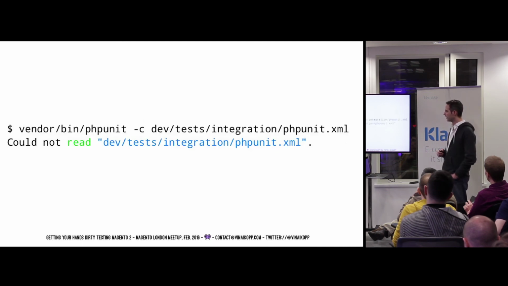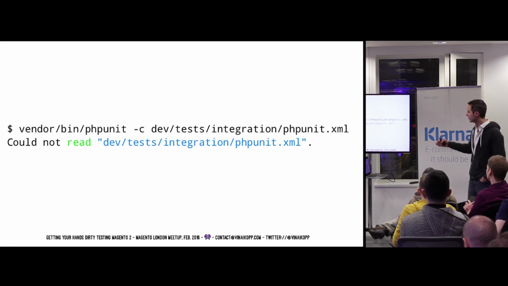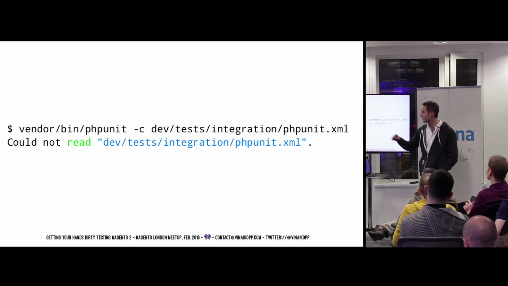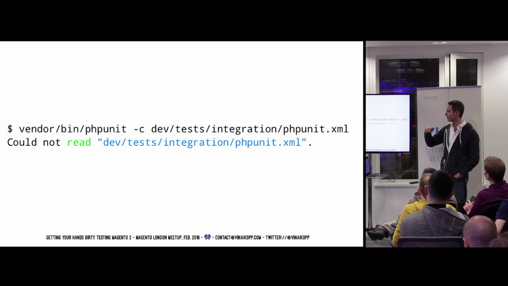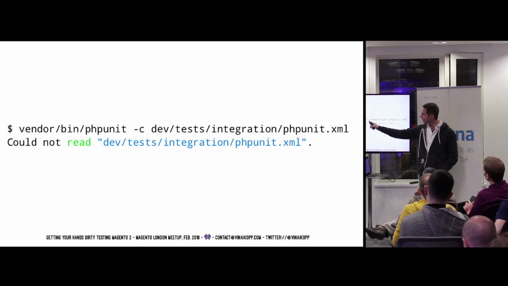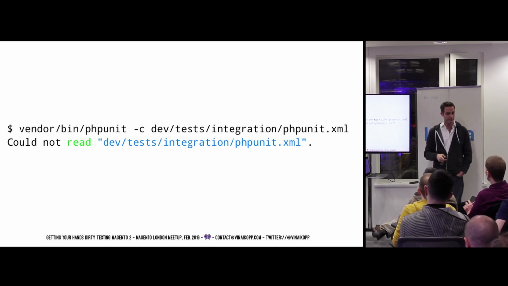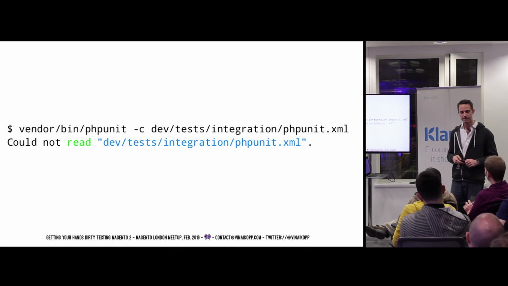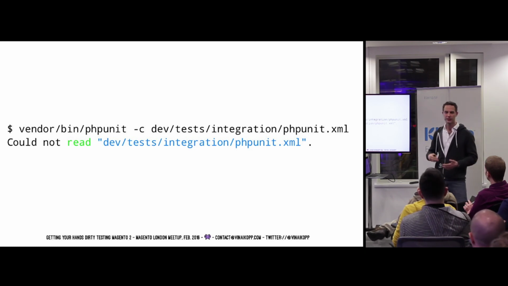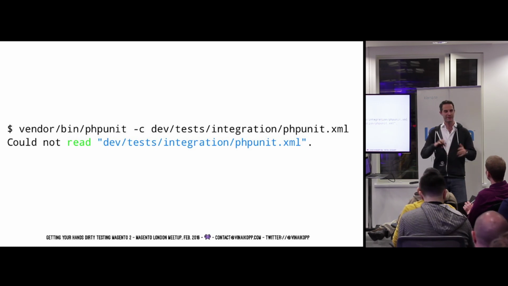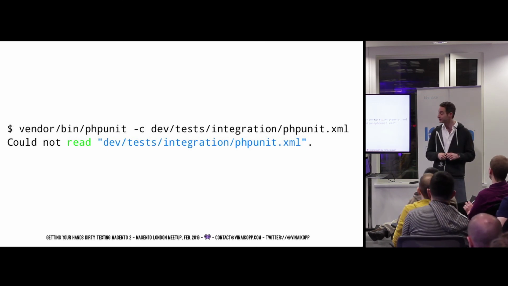Good. Now, if we try to run the integration tests the same way we ran the unit tests, so this is pretty much like the previous command line, right? vendor/bin/phpunit and the configuration file. Only this time it's dev/tests/integration/phpunit.xml. It doesn't work, right? It says could not read dev/tests/integration/phpunit.xml. So that file exists. It's not a permissions issue. There are many issues around permissions with Magento 2, but that's not the case this time.